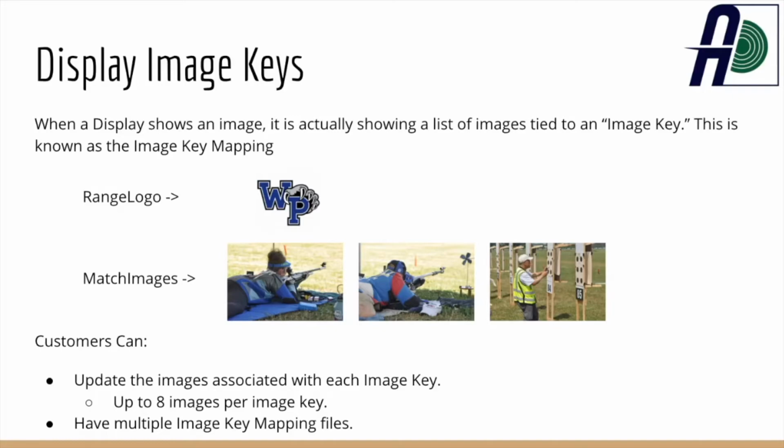So for example, at the start of a competition, we display the range logo, and you can associate the range logo through Orion's GUI configuration with your school or club's logo. In this particular case, the image I have here is from my high school, West Potomac High School. And then towards the end of the competition, we display an image key called Match Images. And you can upload images, again, via Orion, a series of images. It doesn't have to be just one. You can actually do up to 8 images associated with that image key. And then those images get rotated at the end of the match.